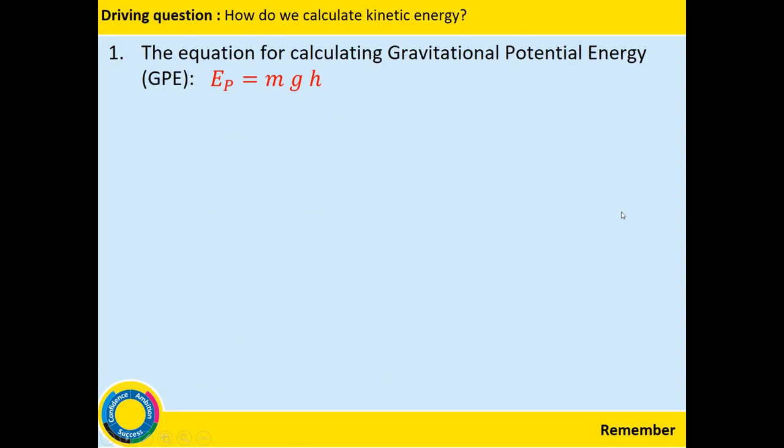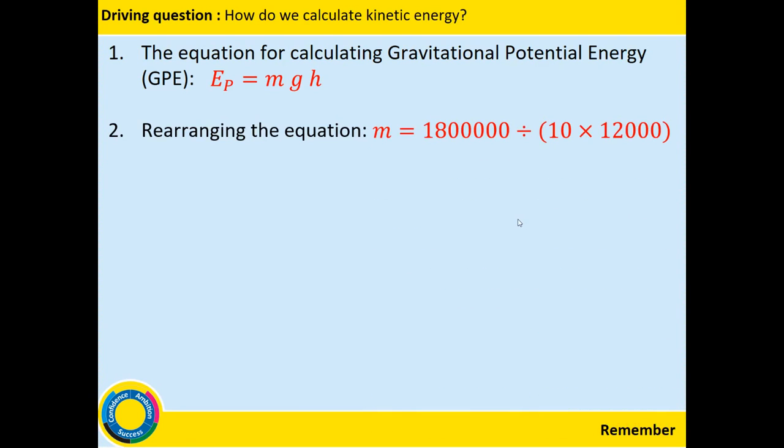When we do this, we rearrange the equation to get the equation for mass, and mass equals 1,800,000 joules divided by 10 multiplied by 12,000 meters. Computing that with your calculator should have given you 15 kilograms. So the mass of the dog is 15 kilograms.